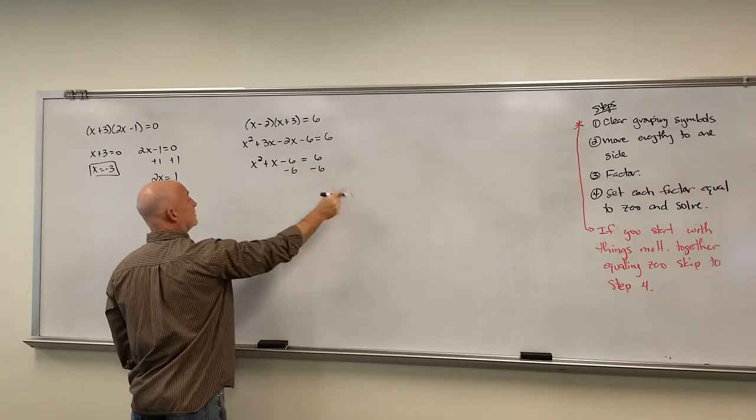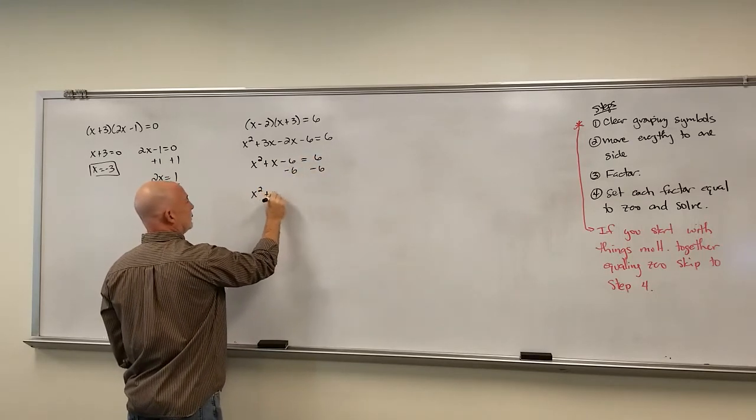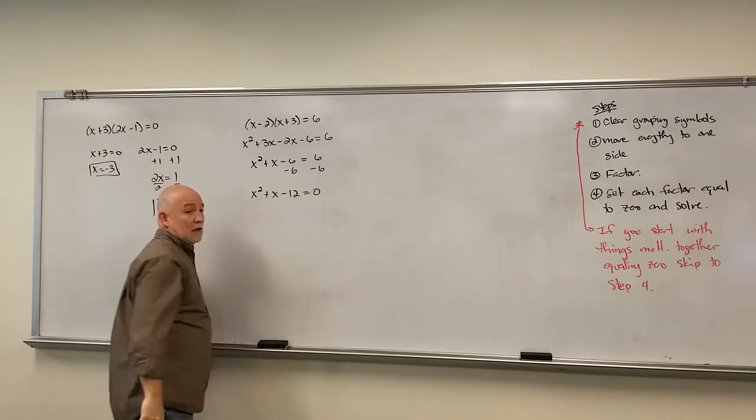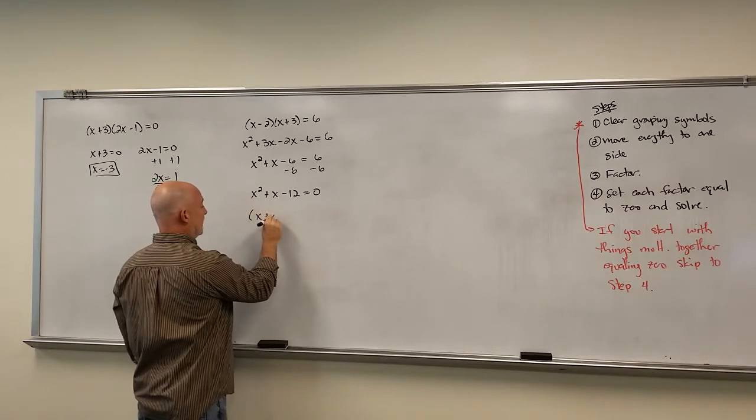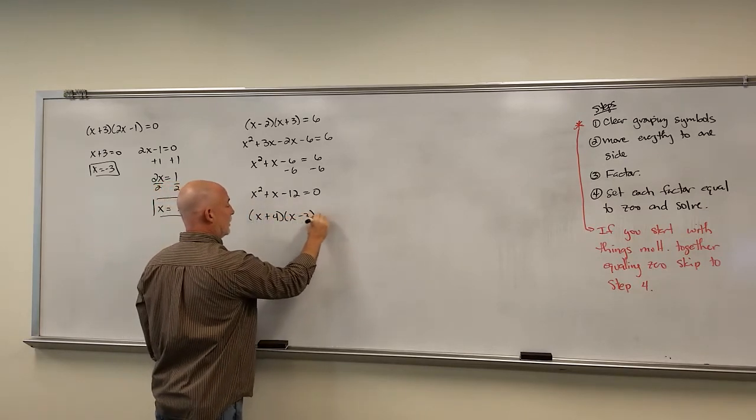Then move everything to one side. Again, I'm going to move it to the side that keeps our lead coefficient positive. And then I'm going to try to factor. Now this will actually factor. Again, for time's sake, I'm just going to jump through and do this really quick.